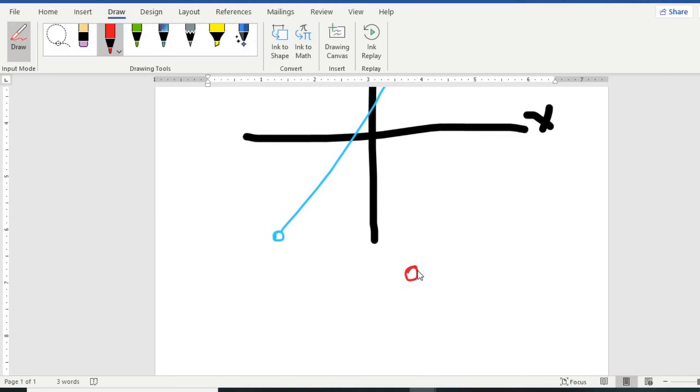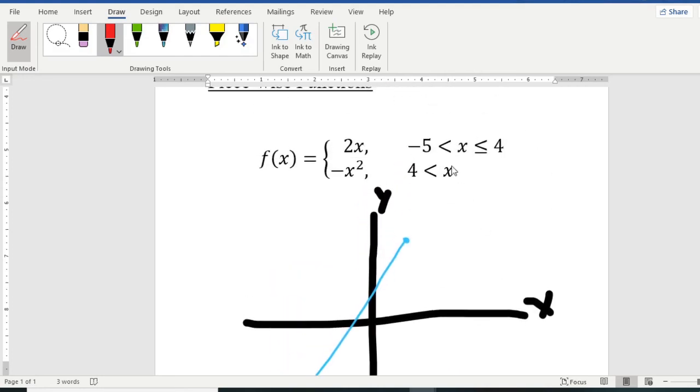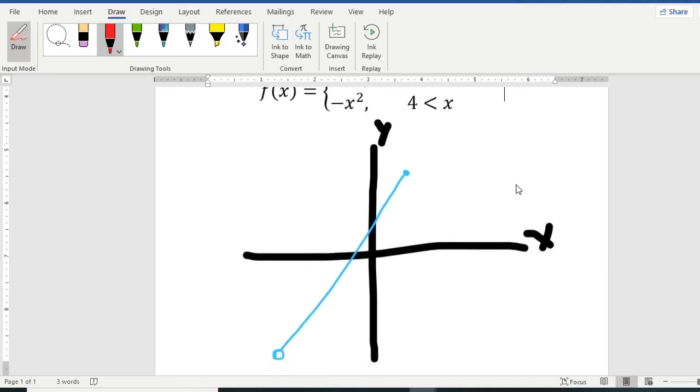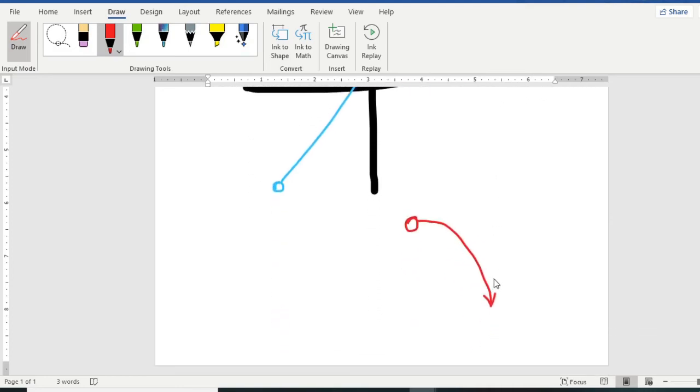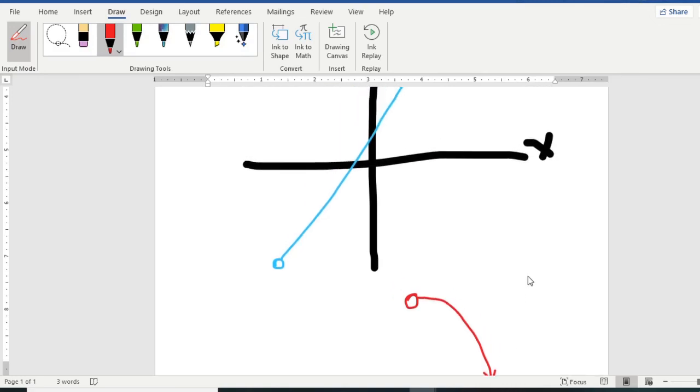Okay, and then we're just going to continue out that parabola down below. Now this one doesn't have any other parameter on it, so this one does get an arrow, because it just says when 4 is less than x, so x is greater than 4. So that just goes on forever down this way. That's why there's an arrow on the end of it. And this would be our graph.